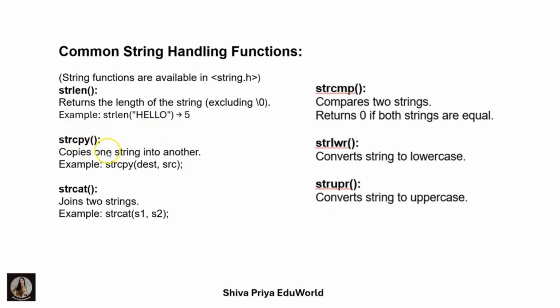strcpy copies one string into another. If I use strcpy with destination and source, it will copy one string to the other string. strcat joins two strings, string 1 and string 2. Clear? strcmp compares two strings. If both are equal, it will return 0. strlwr converts the complete string into lowercase. strupr converts the string to uppercase. If I want to convert to uppercase, I have to use strupr. If I want to convert to lowercase, I have to use strlwr. Clear? These are all the string handling functions.